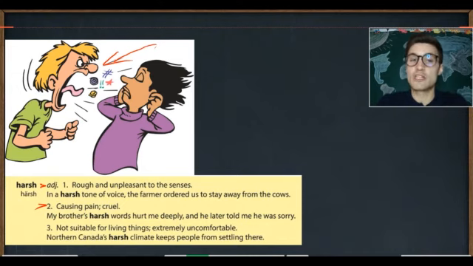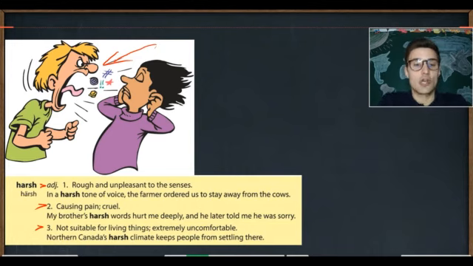So if someone is harsh, they're very nasty. You are so fat and ugly and short and stupid. Oh, that's so harsh. Those are very harsh words. It hurts my feelings. It causes pain. The third meaning for harsh means not suitable for living things. Extremely uncomfortable.